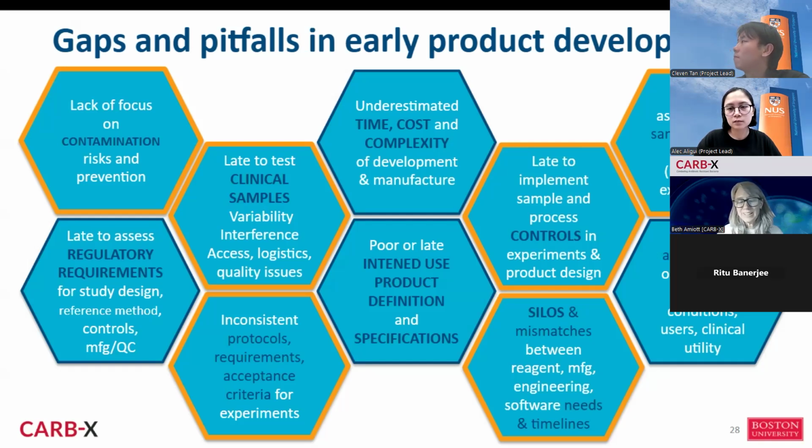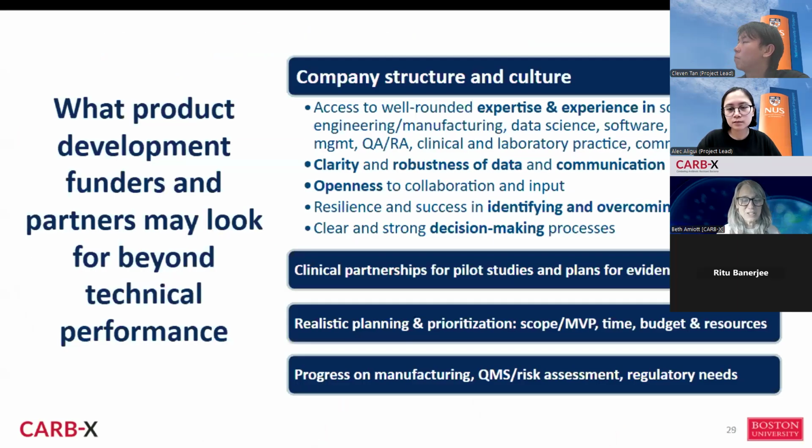And finally, I'll touch on the last topic, which is: here's your technology, here's your product vision. What else might funders or partners that you might want to pair up with during product development be looking for when they're looking at you as a product developer that go beyond that technical performance? And a big one I would say is your company structure and culture. Do you have the expertise and experience? Have you taken a product to market before? Or do you have somebody on your team that has?